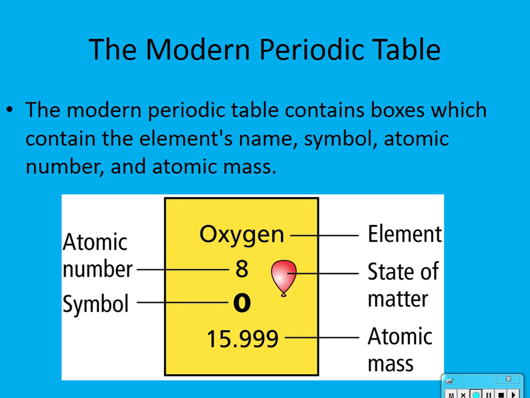Okay, the modern periodic table contains boxes. And these boxes contain the element's name, symbol, atomic number, and atomic mass. So if you look at our periodic table, it's got the name, the atomic number, the atomic mass, and a symbol. The symbol is usually 1 or 2 letters that helps identify that element.